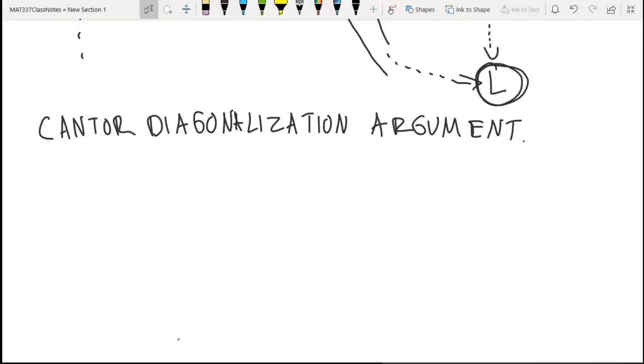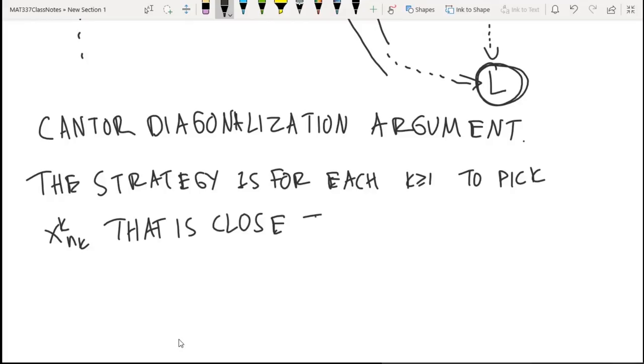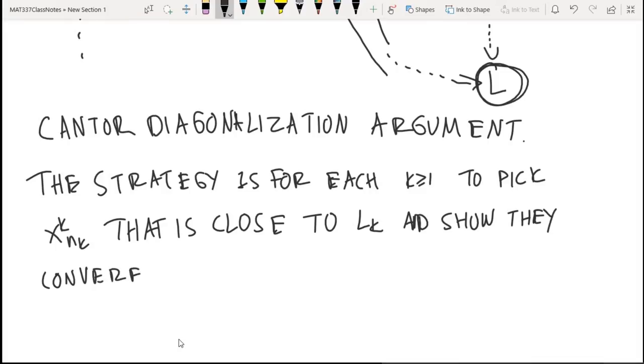All right. What's the strategy? The strategy is for each k, to pick an element x_k^k that is close to L_k, and then show that they converge to L. All right.